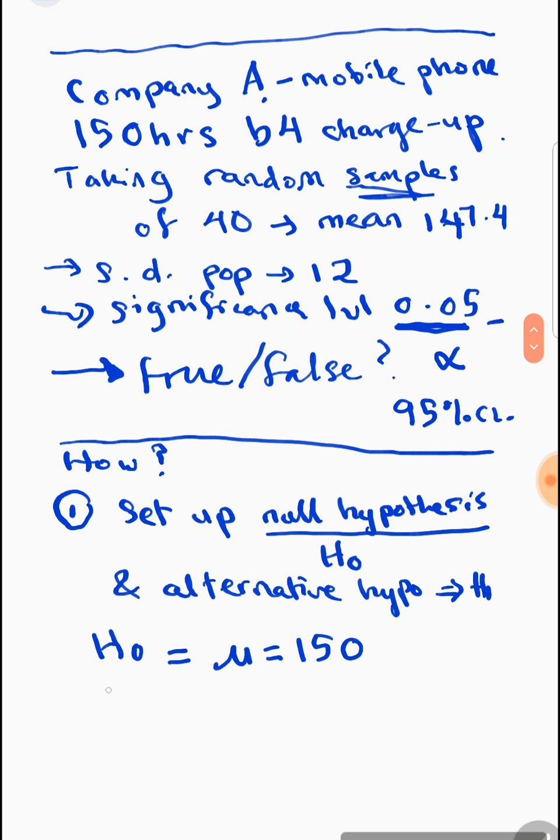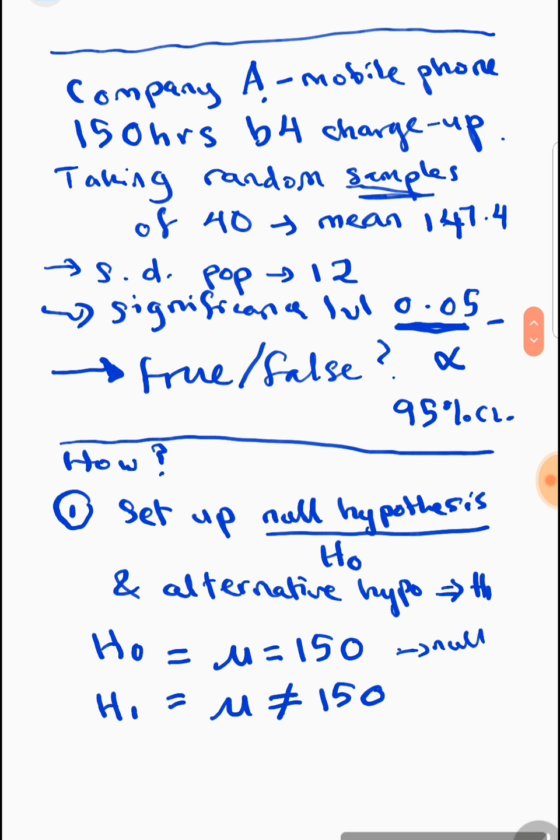And of course, after we have set this, this is my null hypothesis. My alternative hypothesis will then be H1. The alternative hypothesis speaks for itself. It is basically just the opposite of your null hypothesis. And in this case, I'm just going to do it as not equal to 150. So that's one. That's the most important thing.